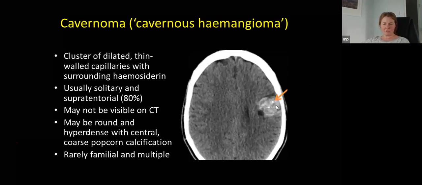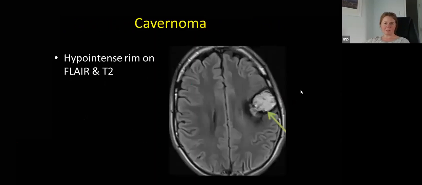The calcification in a cavernoma is usually described as popcorn calcification, and it can be familial. So you can have multiple cavernomas as well. So what test would you do if you think, okay, this person might have a cavernoma? Well, you'd move on to do an MRI in this case. And this is a FLAIR, which we don't do in Salford. We do a coronal FLAIR, actually, not an axial FLAIR. But the hypointense rim is hemosiderin, and you'd see this on T2 and FLAIR.